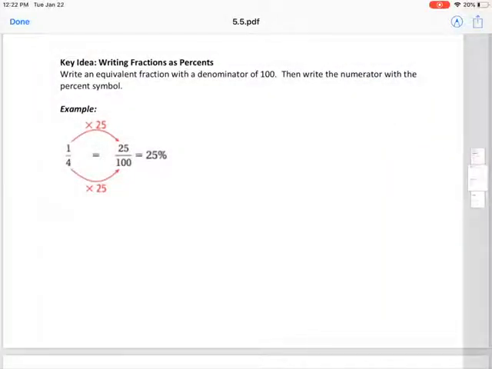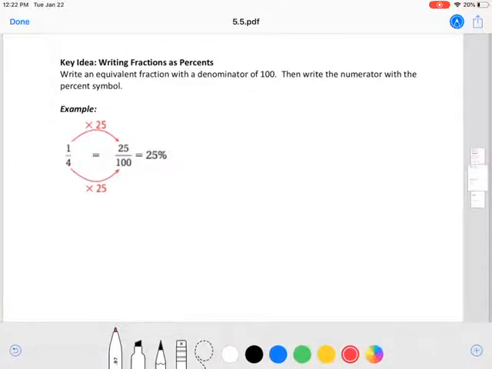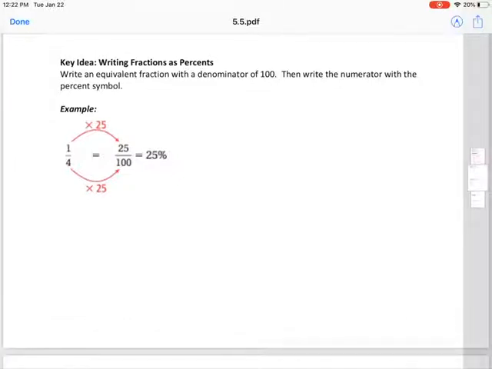Okay, so now that we have done turning percents into fractions, now we're going to flip and go from fractions to percents. The whole thing with going from fractions to percents is you are going to first write the fraction. In this case, it has 1/4. You're going to write it equal to another fraction that has a denominator of 100, because remember, whenever you're writing a percent, the whole needs to be 100.